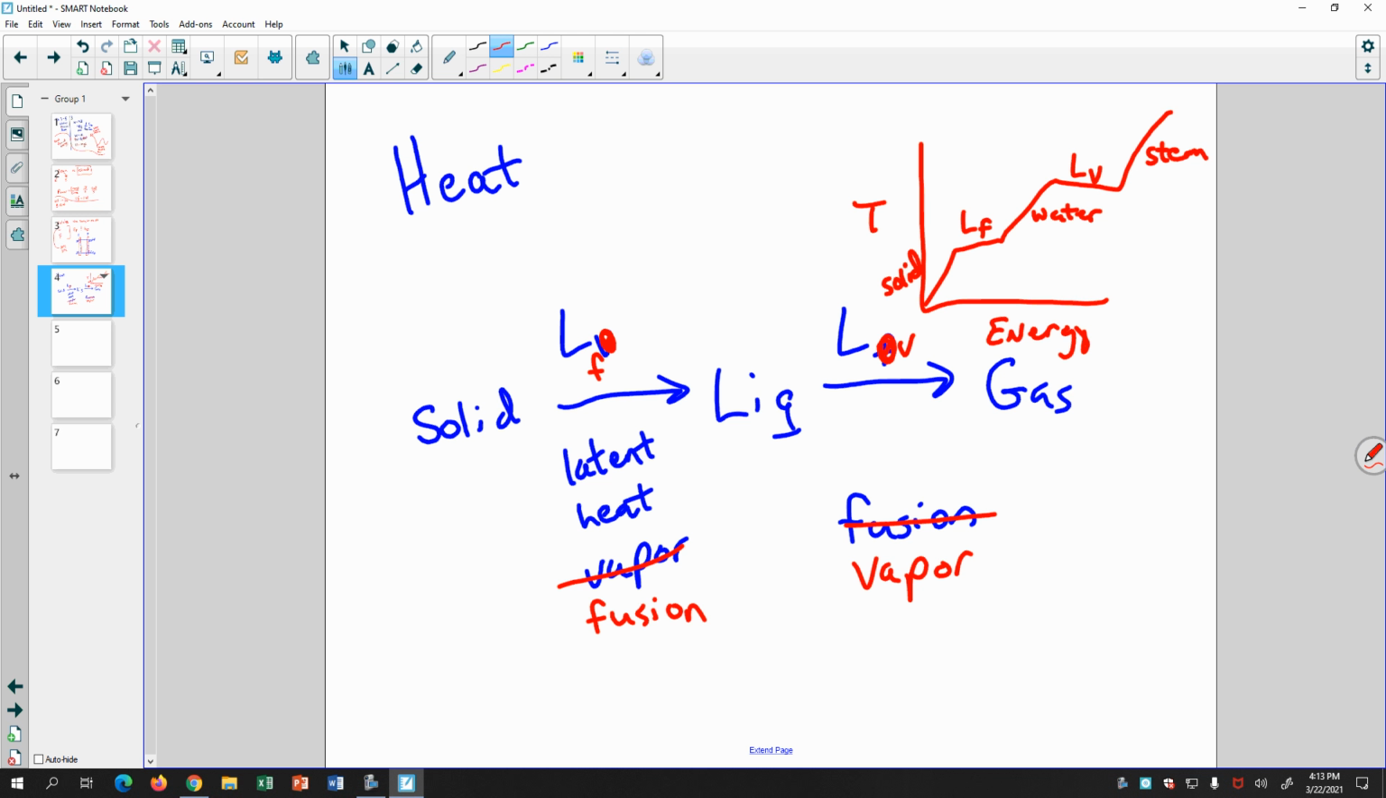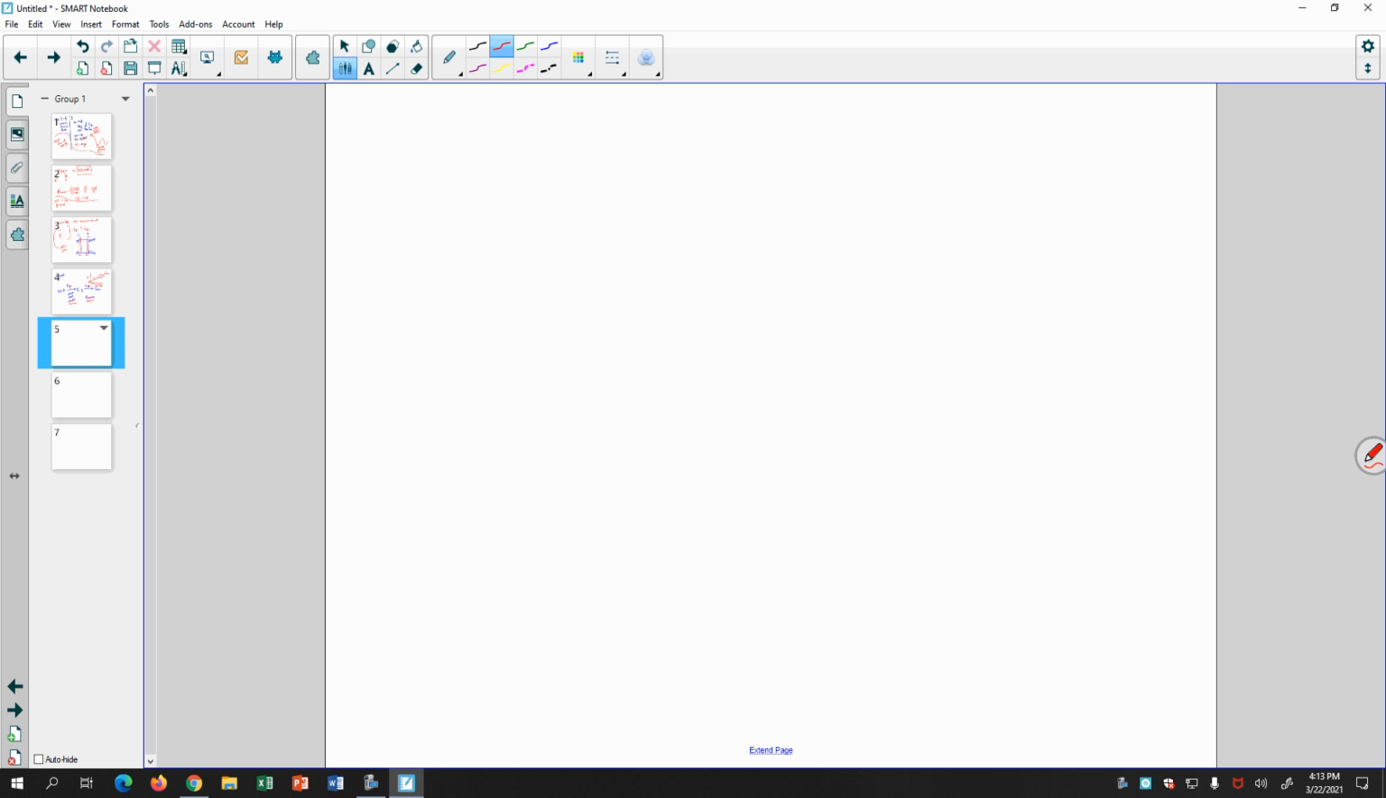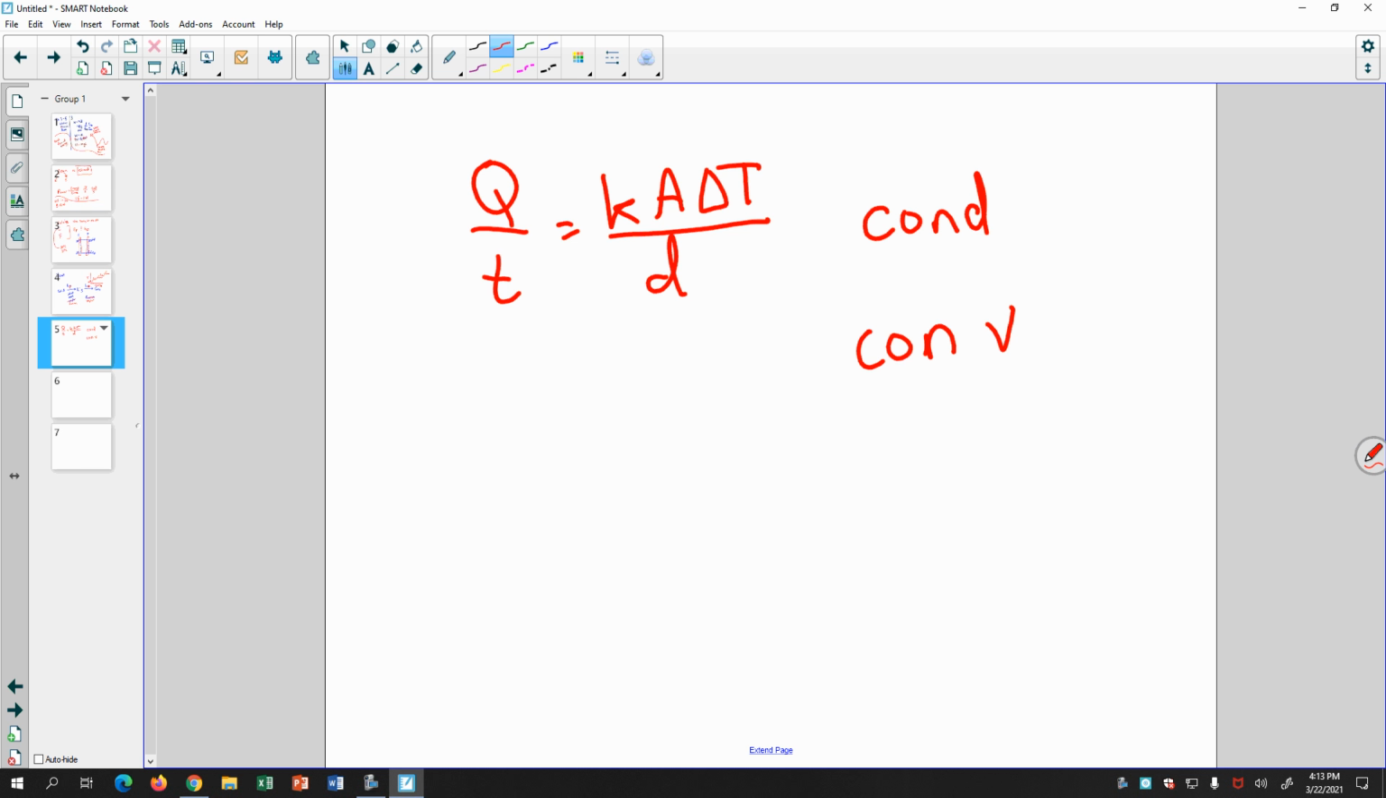Make sure you know your 3 methods of heat flow: conduction, convection, and radiation. And there was an equation regarding conduction that had our rate of thermal conductivity. That was Q over T equals K A delta T over D. That is for conduction. And we had convection and radiation. Remember, the primary means of heat loss by the body is radiation, for example.